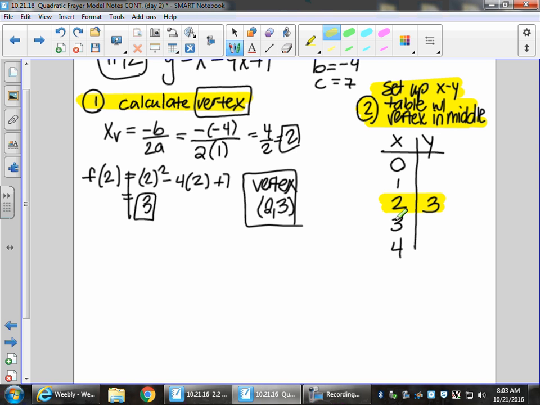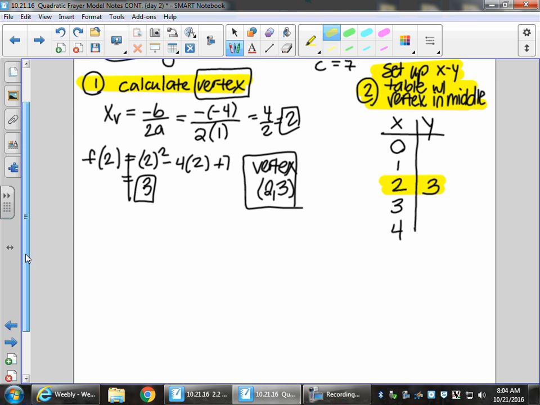But how far away is 1 from 2? 1. How far away is 3 from 2? 1. So these values are equal. How far away is 0 from 2? 2. How far away is 4 from 2? 2. So these values will also be equal. So just by doing 2 calculations, we're going to fill in this whole table. So let's make a common sense vote here. What's easier to work with, 0 and 1 or 3 and 4? 0 and 1. Let's do it.